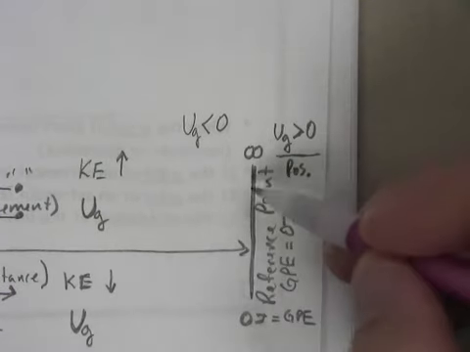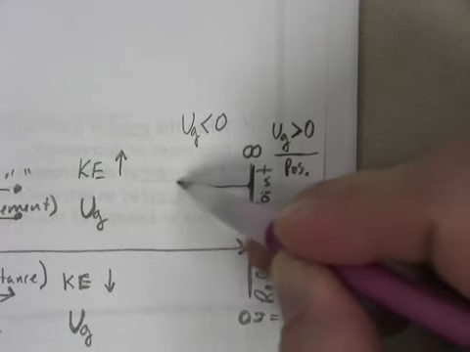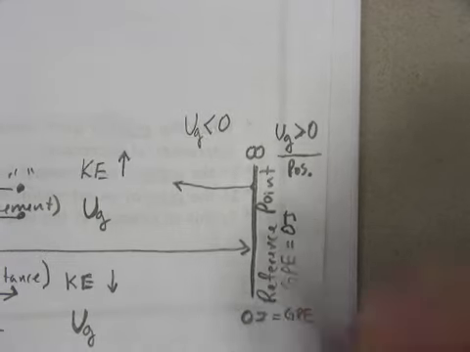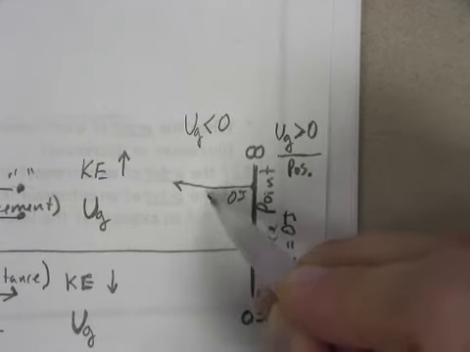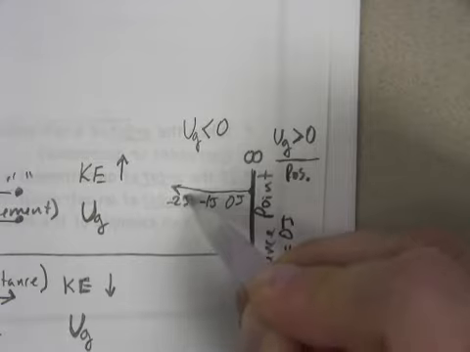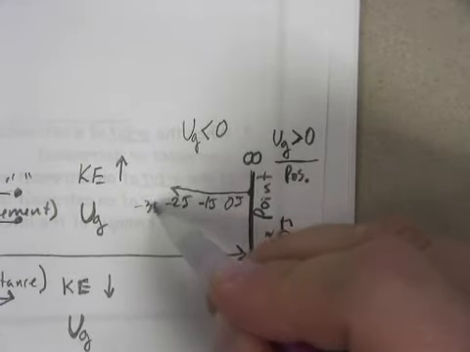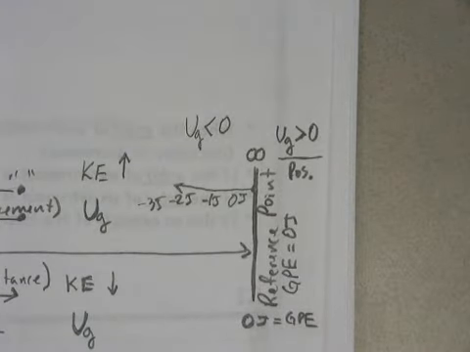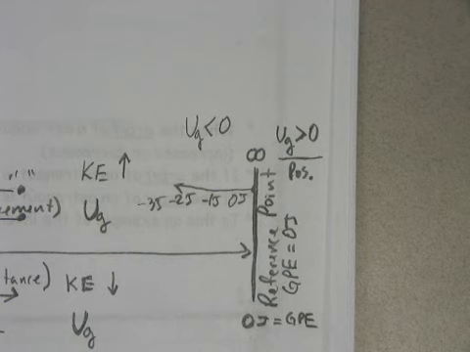What happens to an object if it is at infinity, you let it go, and it starts to move this way? Well, its gravitational potential energy goes from 0 joules at infinity to -1 joules to -2 joules, I'm just making these numbers up, -3 joules. If it goes from 0 to -1 to -2 to -3, what's happening to its gravitational potential energy? Well, it's becoming more negative. But as it becomes more negative, its value becomes smaller and smaller and smaller. And that's the part that's really tough to think about.